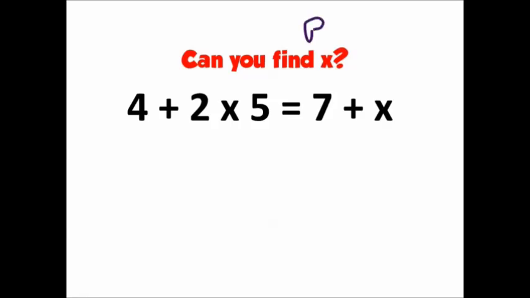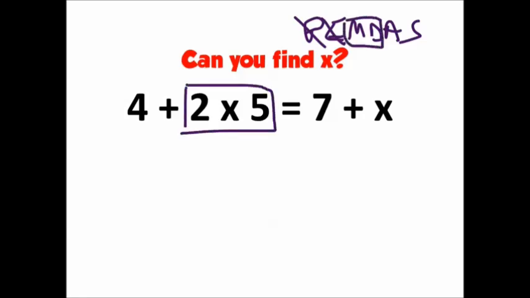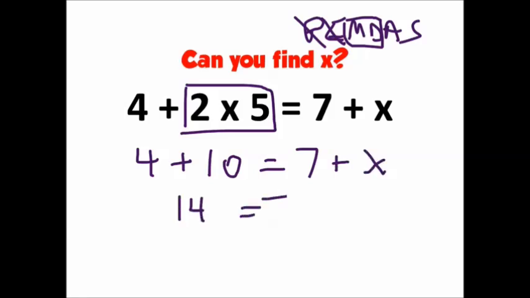We need to use PEMDAS. There's no parentheses, there's no exponents, but we do have some multiplication, and we have to do that first. It doesn't matter that this is at the end of the expression. We have to do it first because it's the proper order. 2 times 5 is 10, so we do that first, and then we copy everything else down. 4 plus 10 is 14, equals 7 plus x.